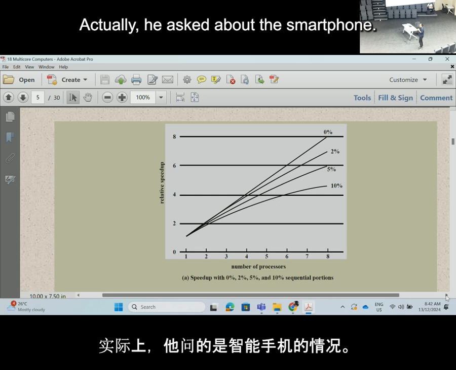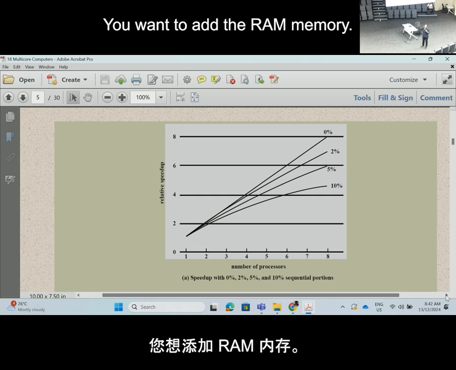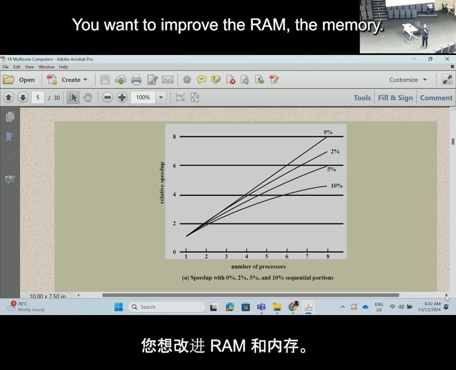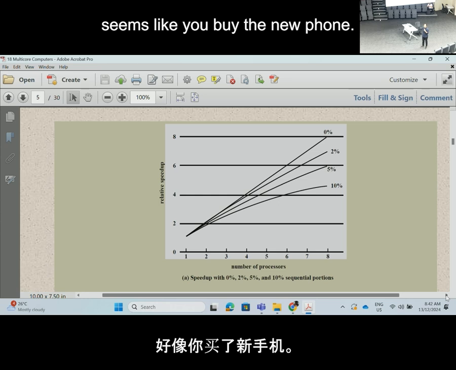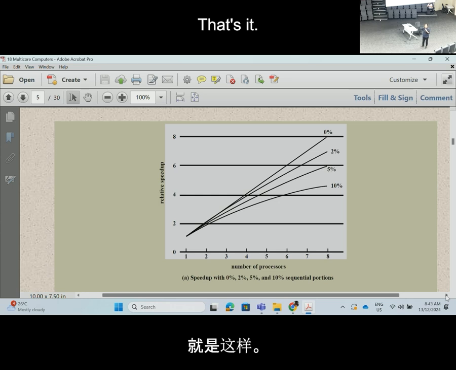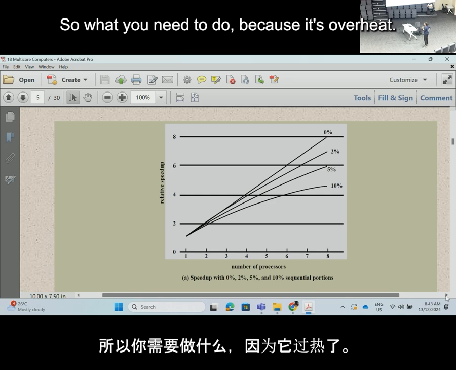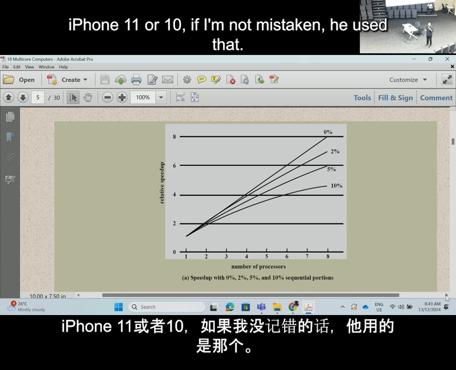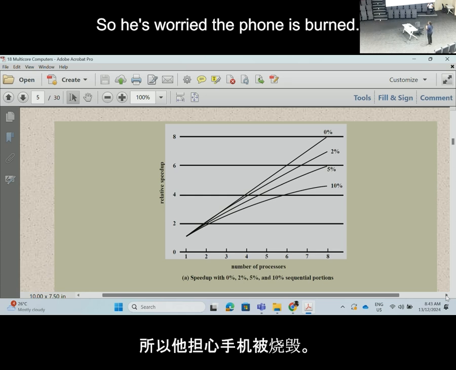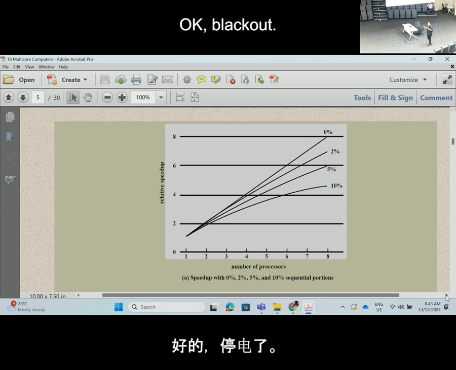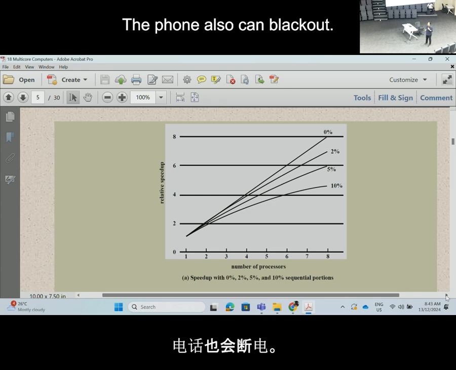Actually, he asked about the smartphone. You want to add RAM, improve the memory? You know, the cost of improving the RAM is actually the same as buying a new phone, I said. So what you need to do, because it overheats. He used an iPhone 11 or 10, if I'm not mistaken. It overheats, gets hot within 1 minute, he said. So he's worried the phone will burn, or that it can black out.